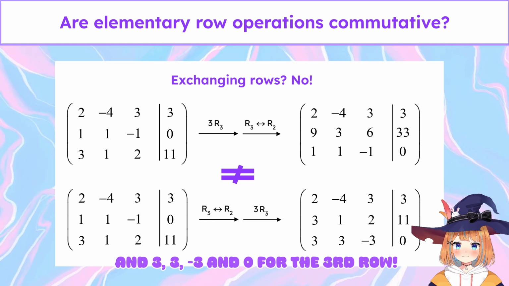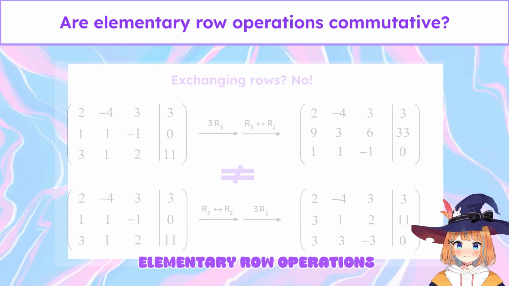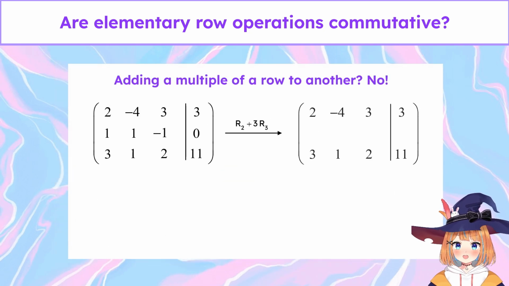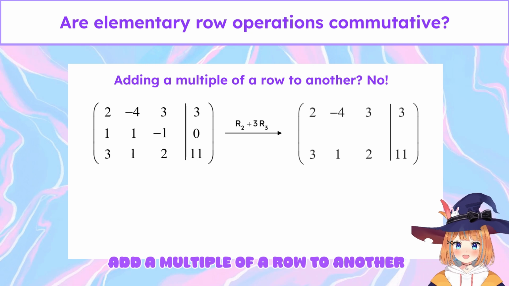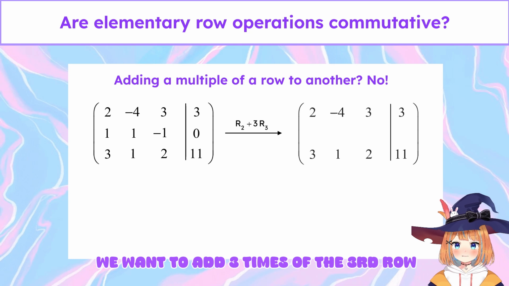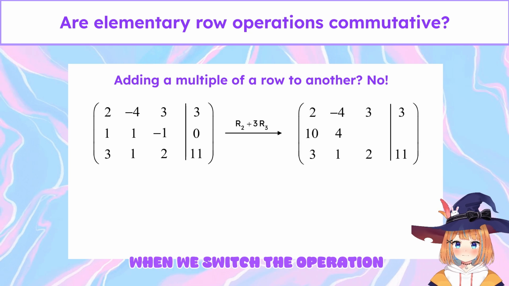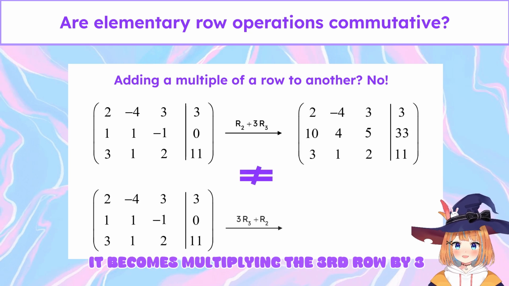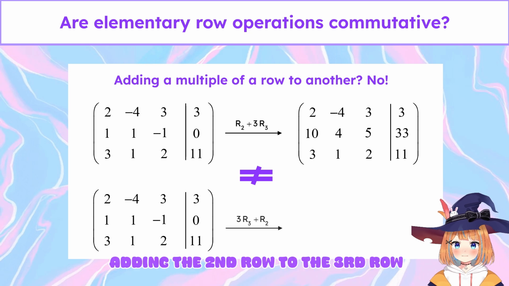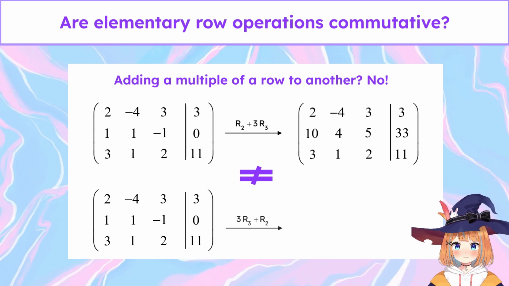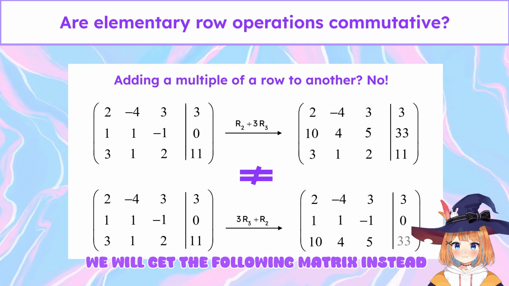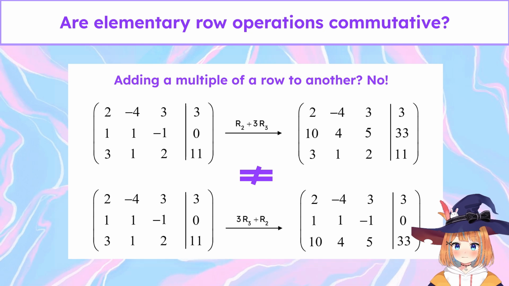The second case where elementary row operations are not commutative is when we need to add a multiple of a row to another. In the given augmented matrix, we want to add 3 times of the third row to the second row. We will get the following matrix. However, when we switch the operation, it becomes multiplying the third row by 3, and then adding the second row to the third row. As such, we will get the following matrix instead. Blah blah blah. Yeah, we get it.